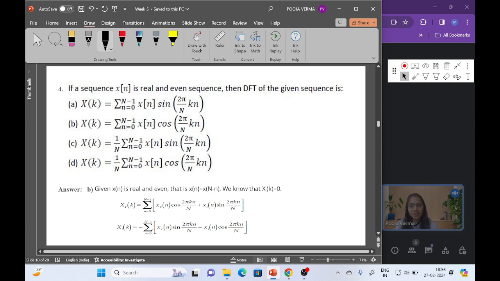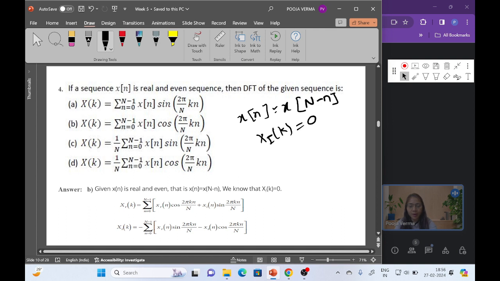So the sequence is real and even, so it must follow x(n) is equal to x(N minus n), and since this is real and even, the imaginary part will be equal to 0.